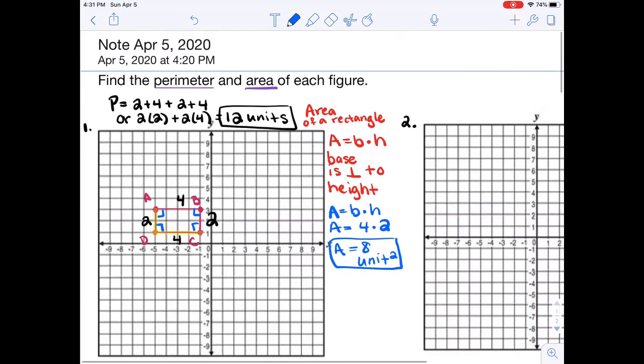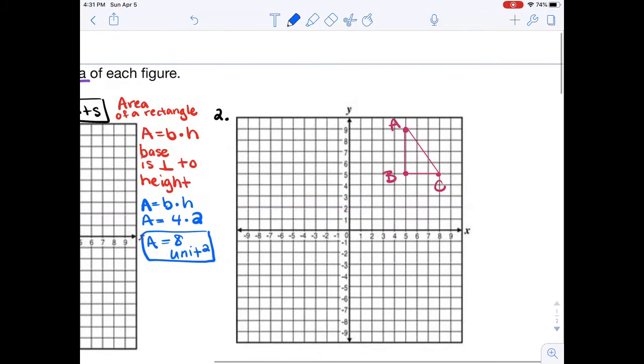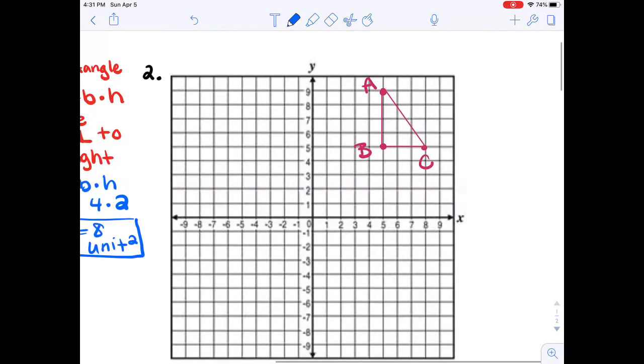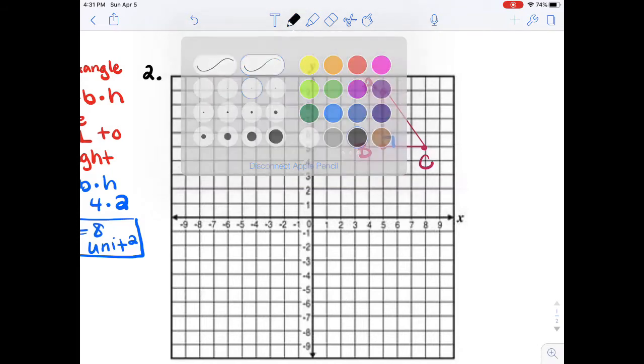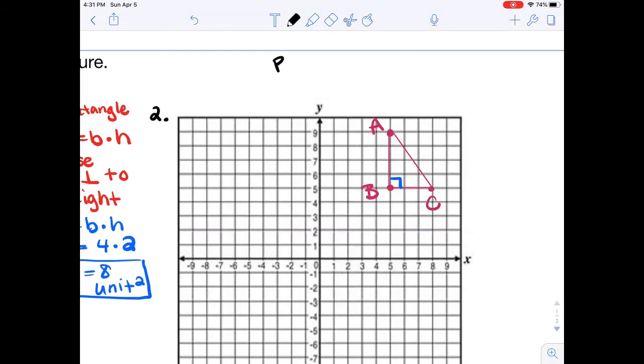So if I look at number 2, this is essentially a right triangle, so we can add in our right angle right away. I am going to start off with the perimeter. Well, how long is the side AB? 1, 2, 3, 4 units long. How about BC? 1, 2, 3 units long. Well, I have a problem. I don't know AC. So I'm going to put x.